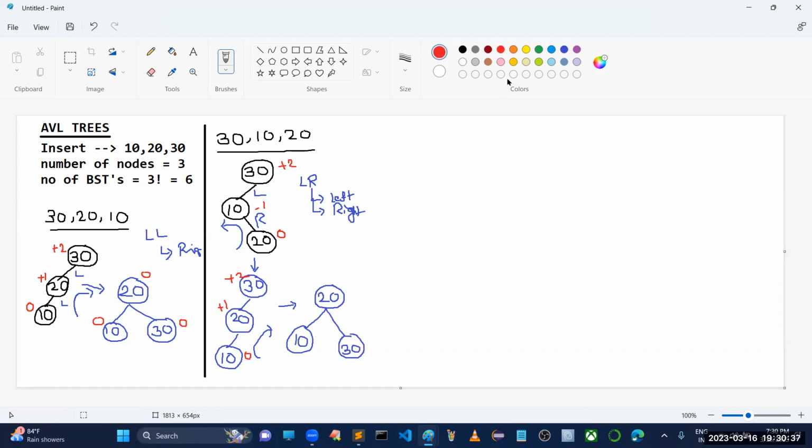Sir, what about the balance factor? Its balance factor is nothing but 0. So 0, 1 minus 1, it is also 0. So hence there is no problem at all. This is nothing but the second case that we have.